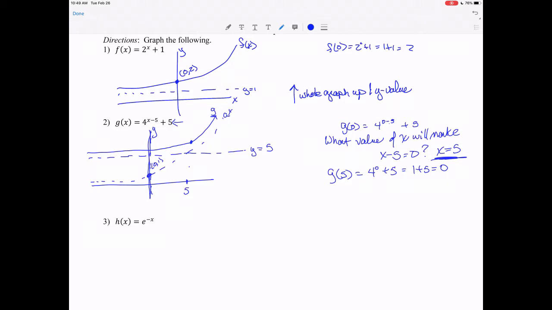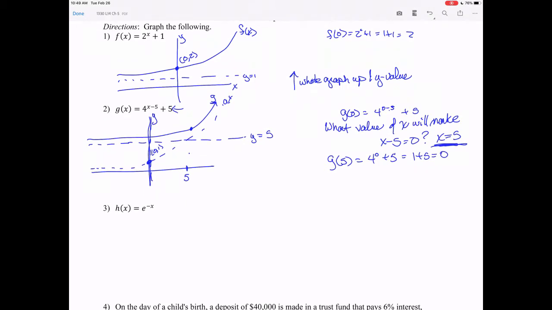This is the same thing as the x plus h as shifting a parabola. That's what we're doing, we're shifting this graph, and we're making it like we would shift a parabola. That's all we're doing.